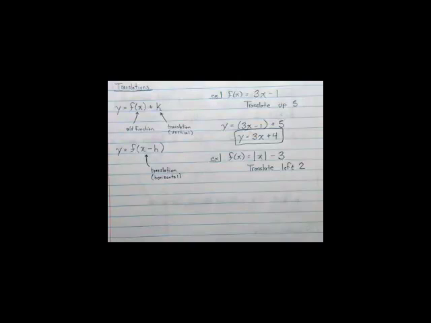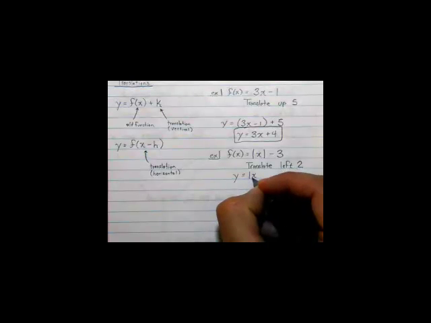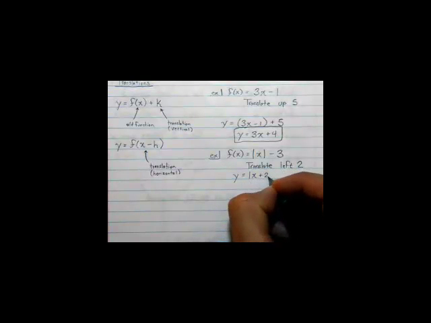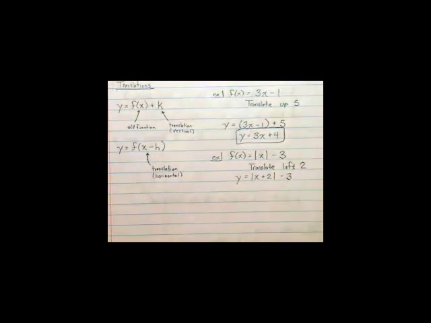Yeah. So it would look like y equals absolute value of x plus 2. And then we still got that minus 3 on the end, right? Because that was part of the original equation we started with. Okay? So I'm taking this, all right, on the inside, I'm going to do a plus 2 with the x.